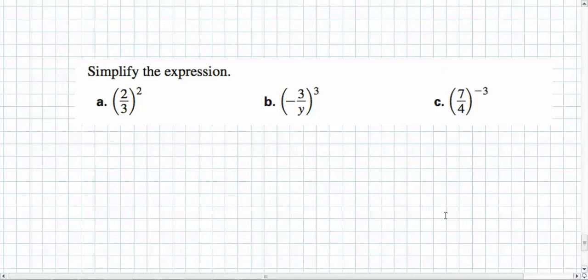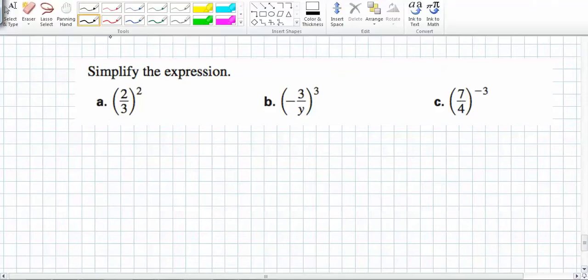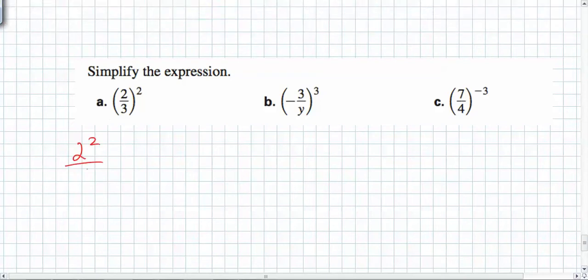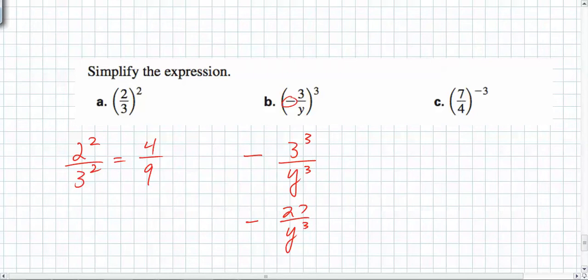What about these? These are powers of fractions. You distribute the 2 in, so you're going to end up with 2 squared over 3 squared, which is just 4 over 9. This negative sign stays out front, and you end up with 3 cubed over y cubed. So that's going to be negative 27 over y cubed. That negative was just along for the ride. It's also because it's an odd power.